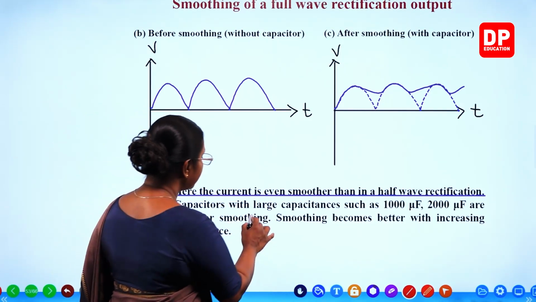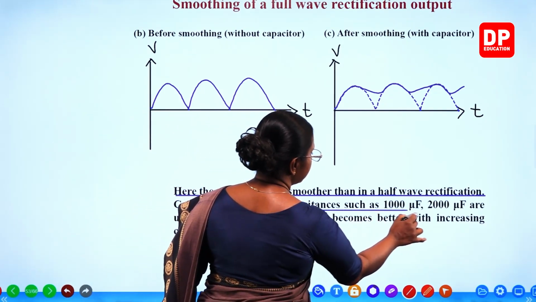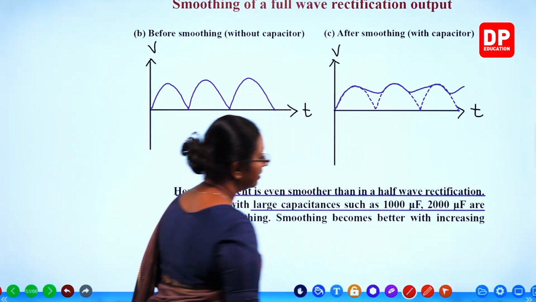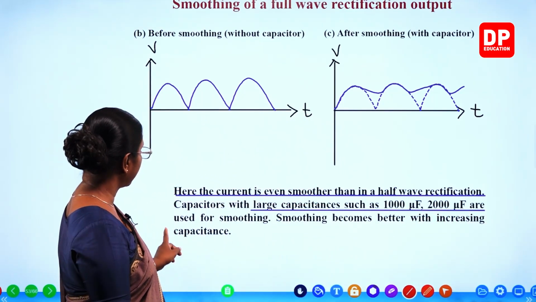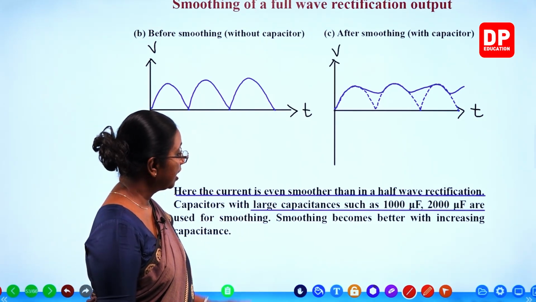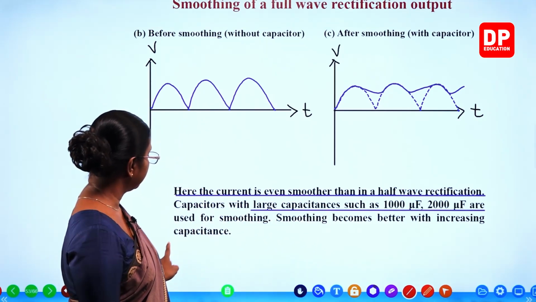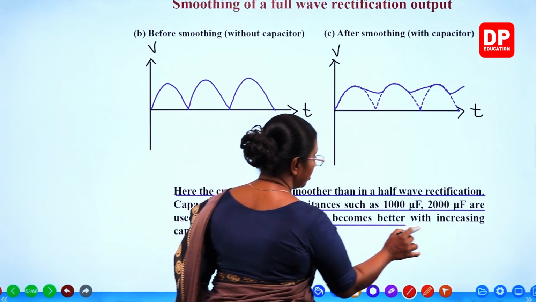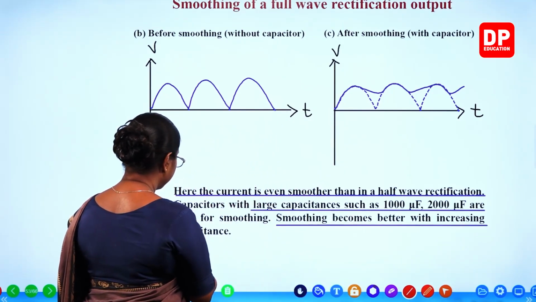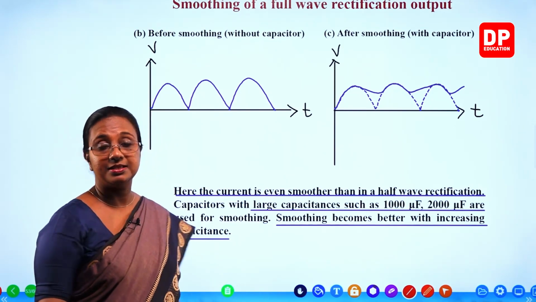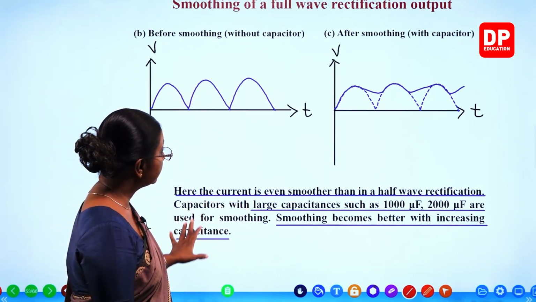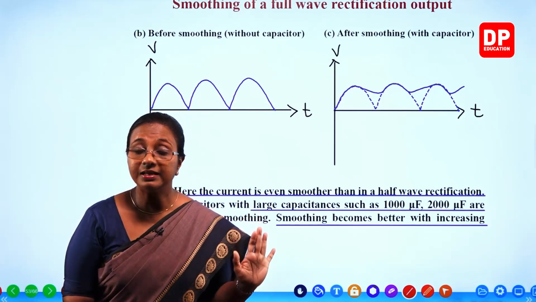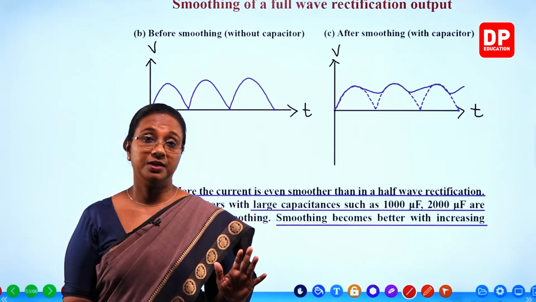Capacitors with large capacitances such as 1000 microfarad, 2000 microfarad are used for smoothing. Smoothing becomes better with increasing capacitance. You have to remember that also. So that is the process of rectification and smoothing.